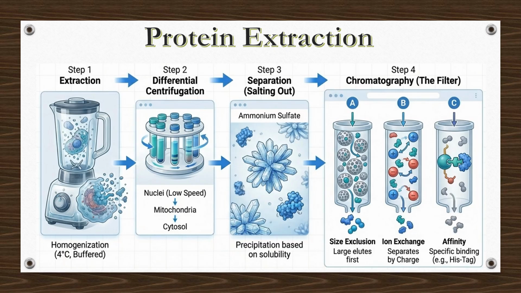Precipitation exploits differences in solubility. Ammonium sulfate salting out is widely used. High salt concentration reduces protein-water interaction, causing proteins to aggregate and precipitate at a characteristic salt level. Isoelectric precipitation adjusts pH to the protein's isoelectric point, minimizing charge and solubility.